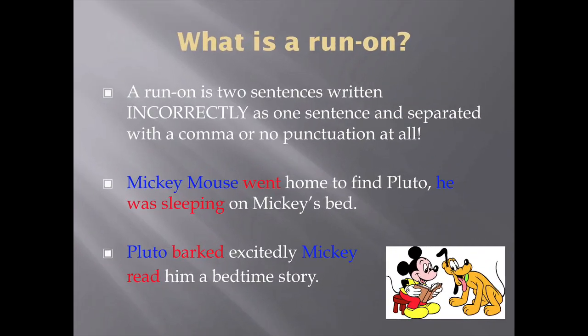Okay, the next thing we need to think about is what a run-on is. A run-on is two sentences written incorrectly as one sentence and separated using a comma or no punctuation at all. A couple of examples to show you this would be "Mickey Mouse went home to find Pluto," which is a complete chunk by itself. And then you have "he was sleeping on Mickey's bed."